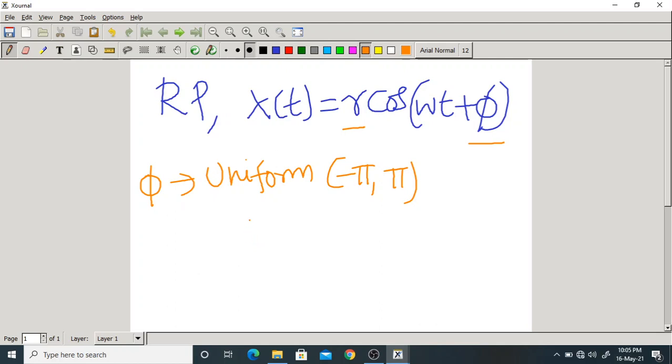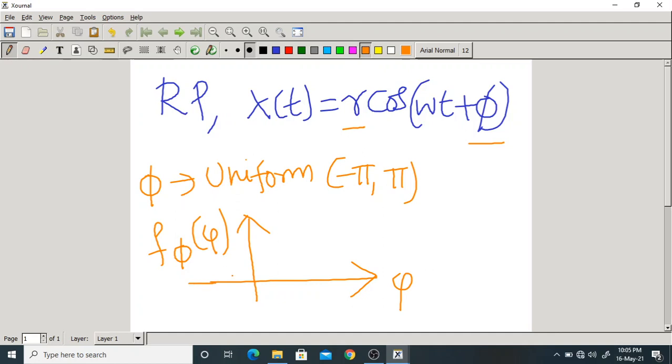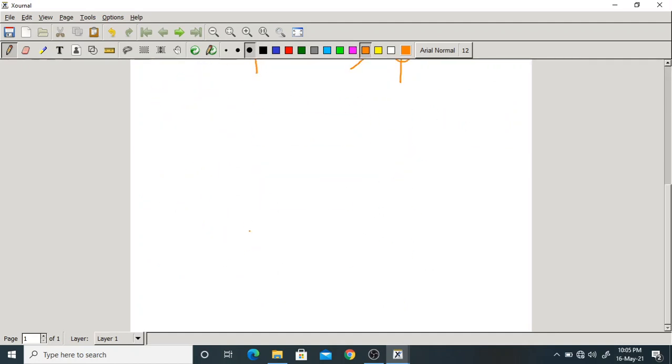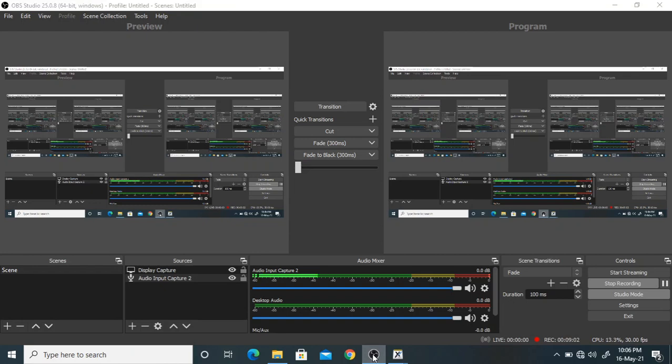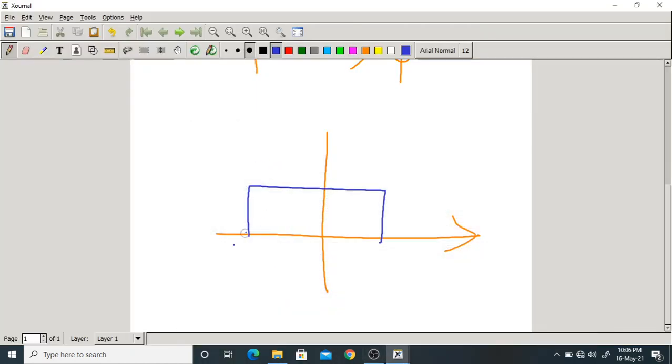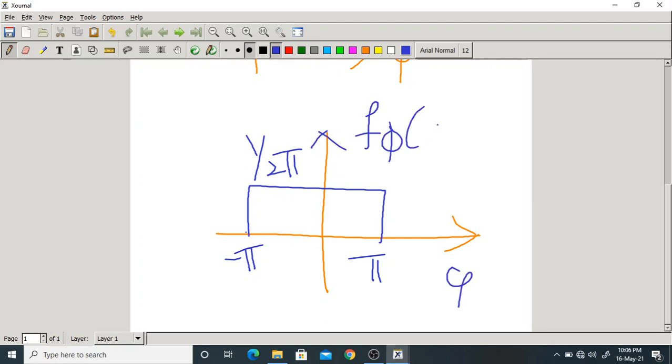Now what would the PDF be? Let me draw another figure. What is the PDF? They mentioned that it is uniform from minus pi to pi. So from minus pi to pi, obviously this would be 1 by 2 pi because it is uniform, no? Now this is f phi of phi.